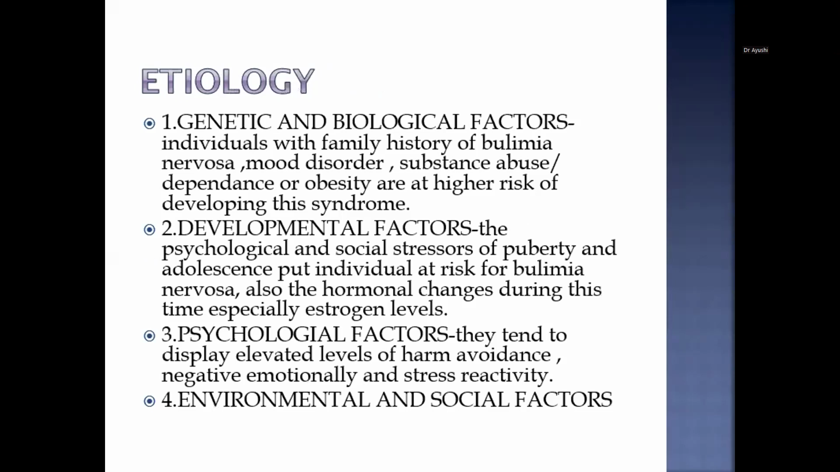Etiology. So there are four factors: genetic and biological factors, individuals with family history of bulimia nervosa, mood disorder, substance abuse, or dependence or obesity are at higher risk of developing this syndrome. Developmental factors: the psychological and social stressors of puberty and adolescence put individuals at risk for bulimia nervosa. Also, the hormonal changes during this time, especially estrogen levels. Psychological factors and environmental and social factors.